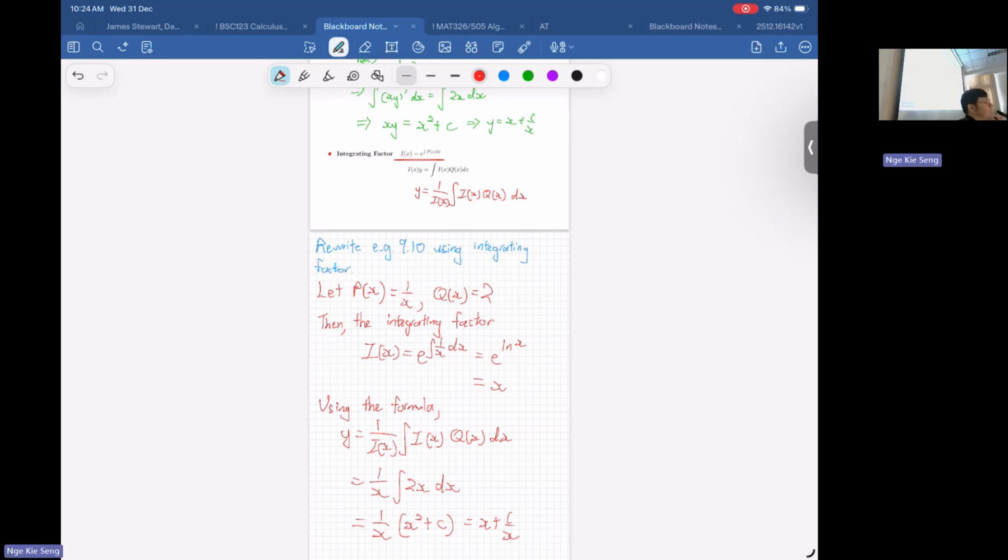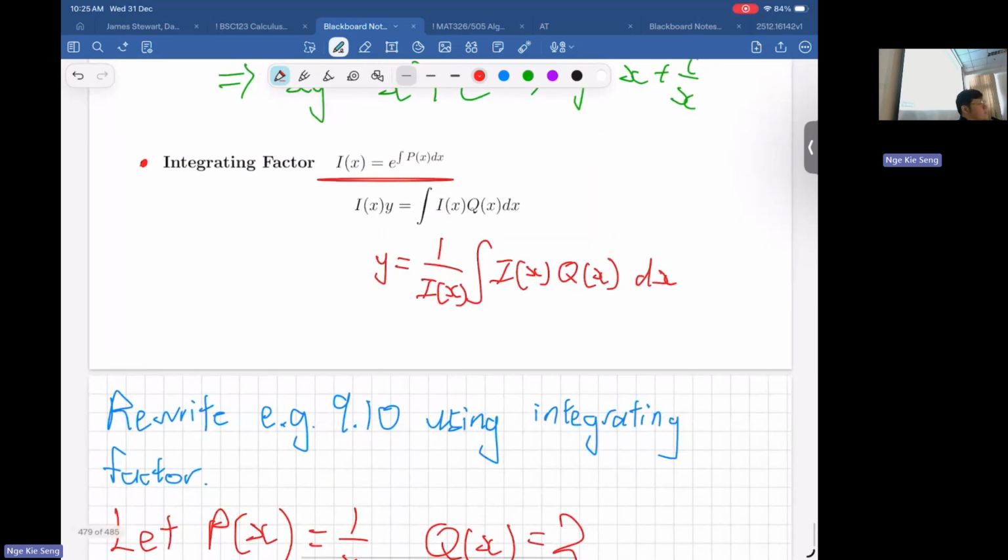But wait, so first question is, are you okay with this formula? If I give you a first order linear equation, you can find P(x), you can find Q(x), and then you can find this I(x). Once you can find I(x), you can find your y. That's it. But do you want to know why it works?